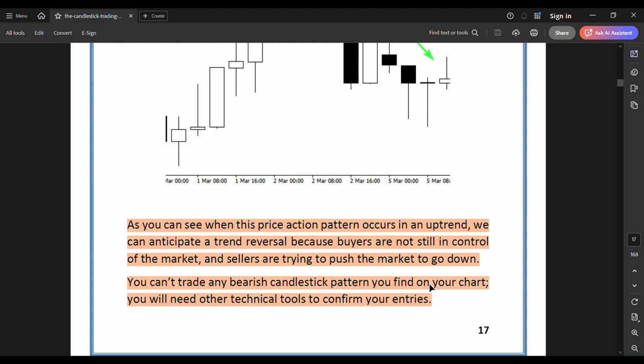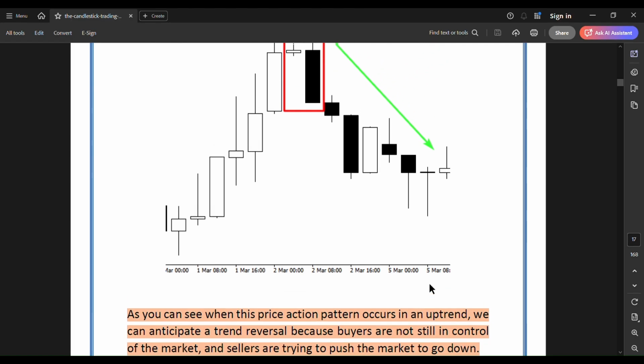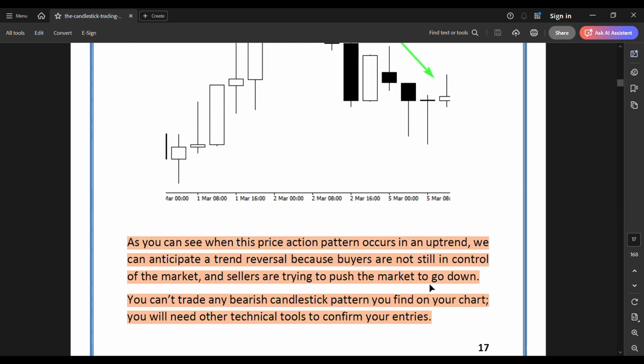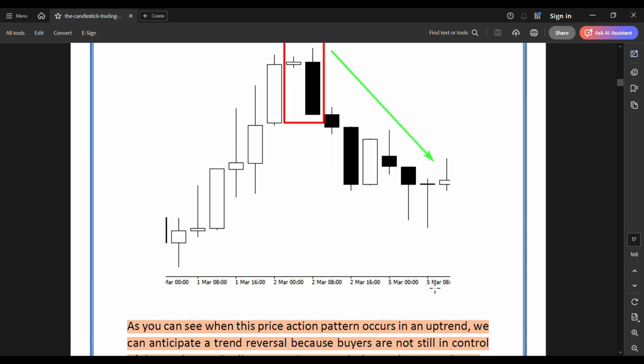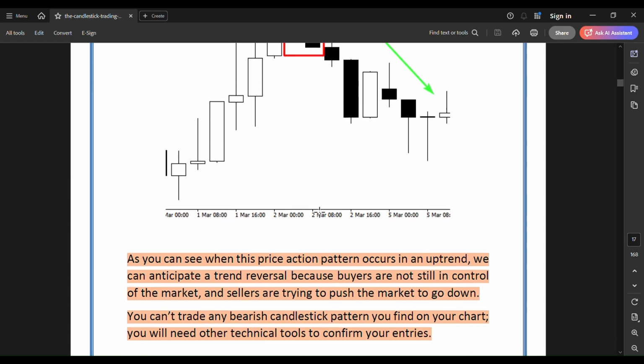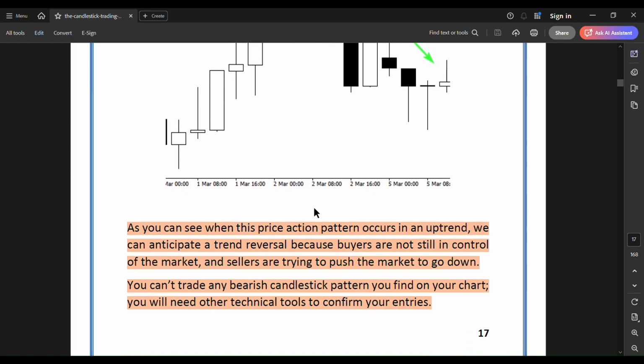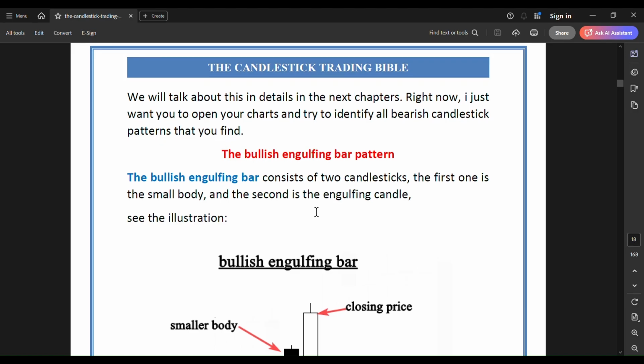Can you trade any bearish candlestick pattern? No, you can't. Yes, that's true, because there's need for confluence. It doesn't necessarily mean that each and every engulfing pattern indicates a trend reversal. So it has to be in conjunction with other indicators or other checkpoints in your trading plan or strategy.